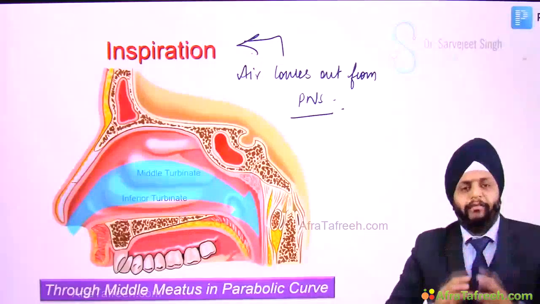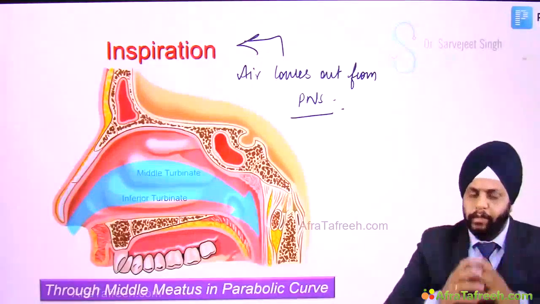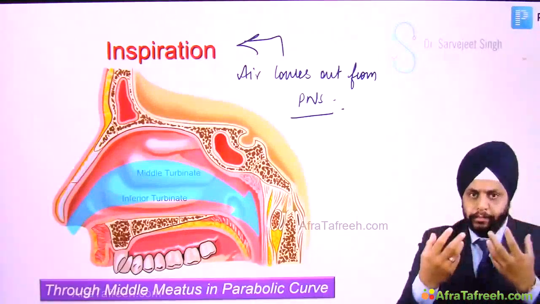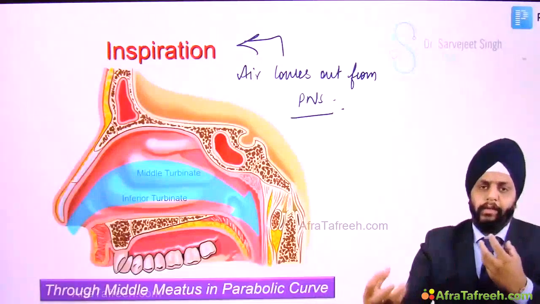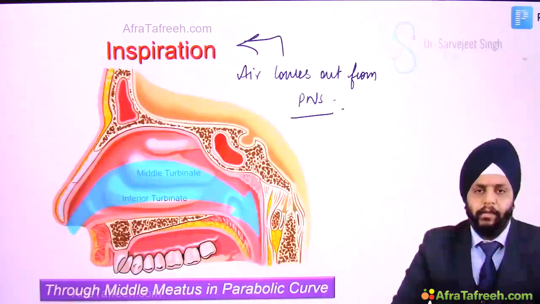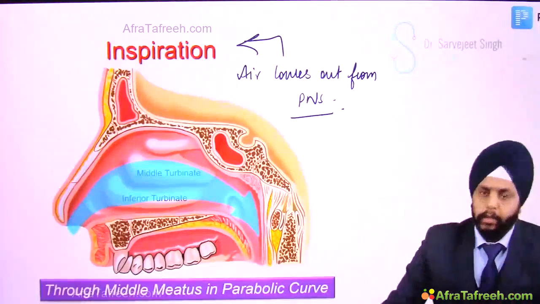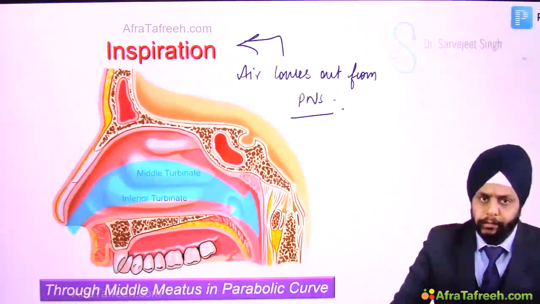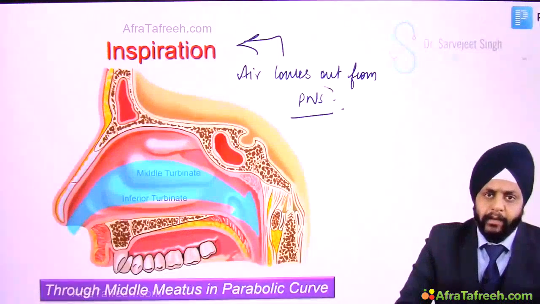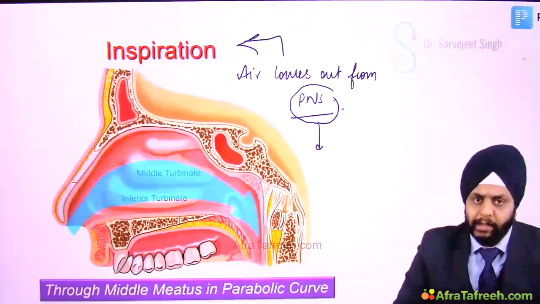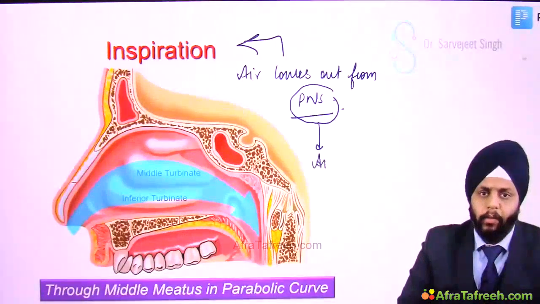So what is the physiological importance of this statement? When we breathe the air in, this air mixes with the air that comes from the paranasal sinuses. So what happens? The temperature is adjusted. The moisture content is adjusted. So what are the paranasal sinuses doing? What is the physiological benefit of these paranasal sinuses? They help, number one, in air conditioning.